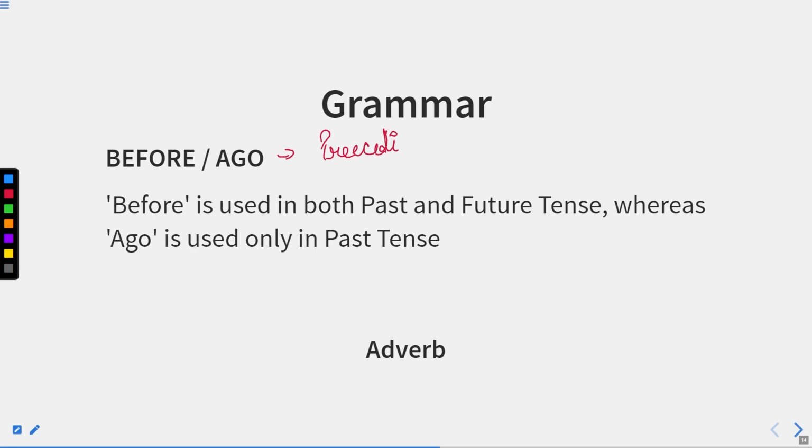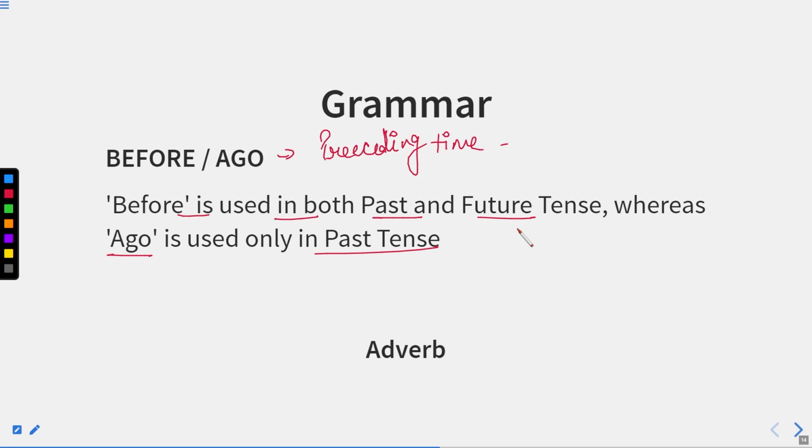Now, what happens? Basically, before is used in both past and future tense. So we can use before in both the cases, whether we are talking about past, future, or present time. But if we are talking about ago, ago is only used in past tense. It can be used only in the past tense. So, ago shows only the past tense. Ago is used only in the past tense.